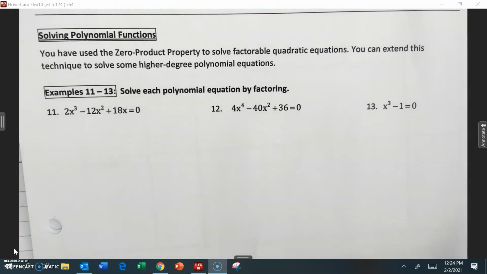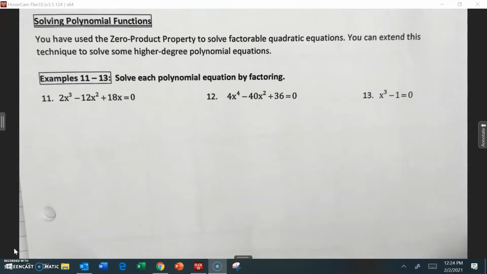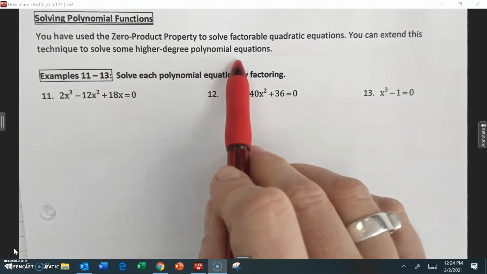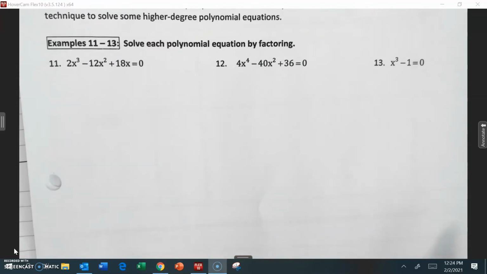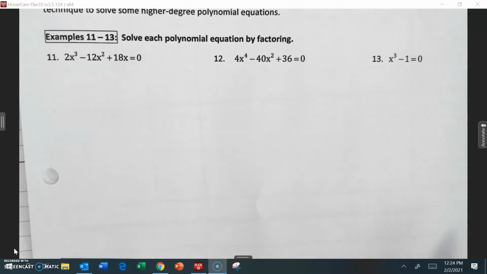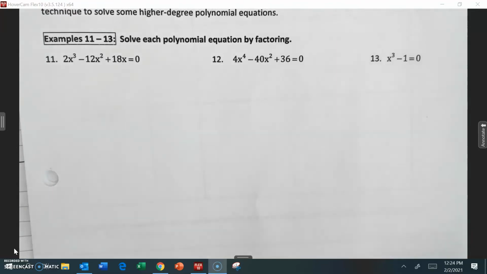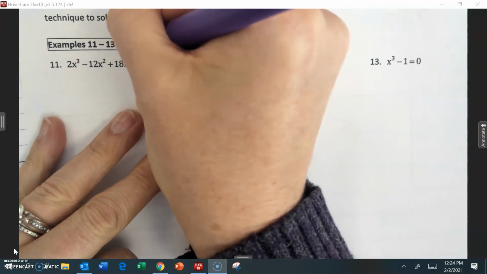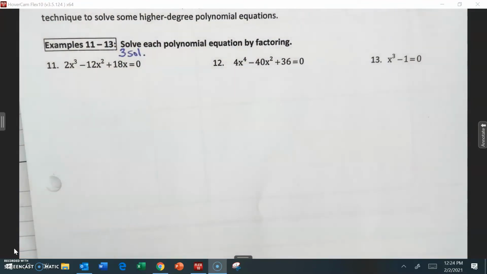Now the difference between this and last chapter is last chapter everything had degree 2. They were quadratic. But this time we're going to work with higher degree polynomials. So the first thing I want you to get in the habit of doing is number 11. Right away we know that this is degree 3. So right away we can say that this is going to have 3 solutions.